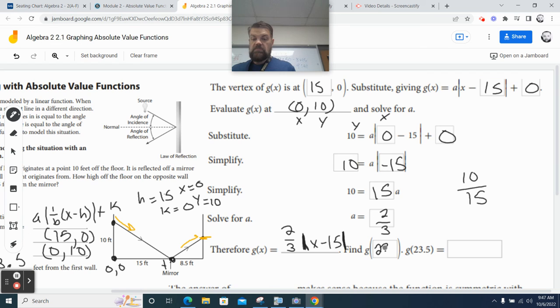And g of 23.5 is, if I plug that into the calculator, 17/3 if we consider the principal root. And that's it.